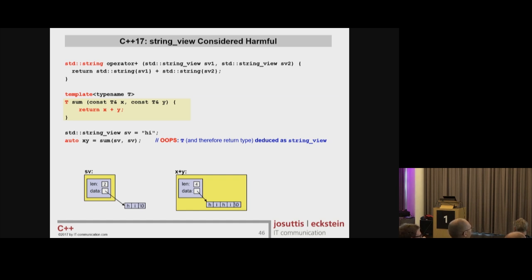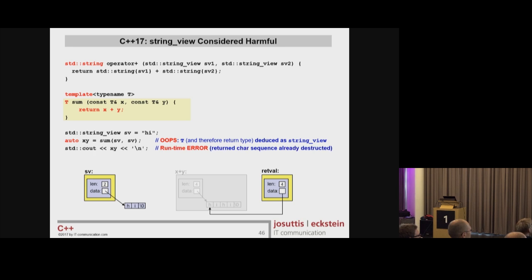However, the return type is T, and T is the type we passed in. And the type we passed in was a string view. So what do we return? We return a string view to this temporary string, and then the temporary string is destroyed, so that's what we return.